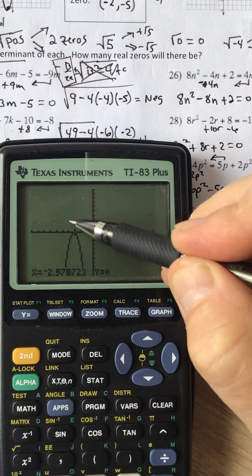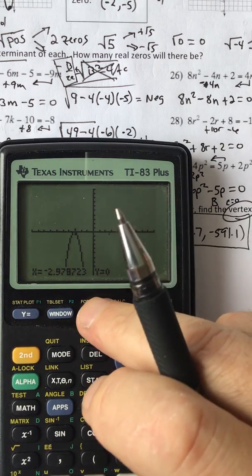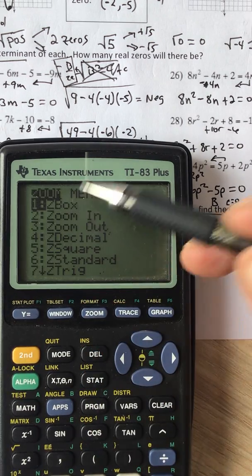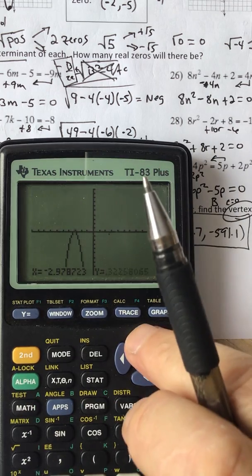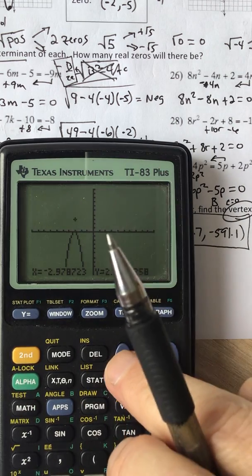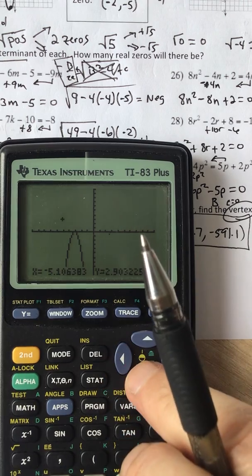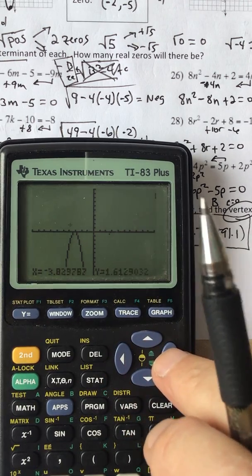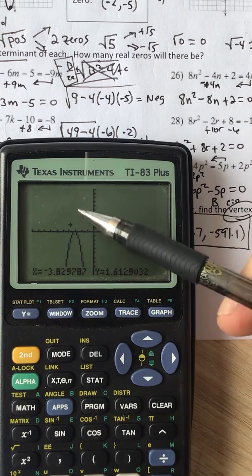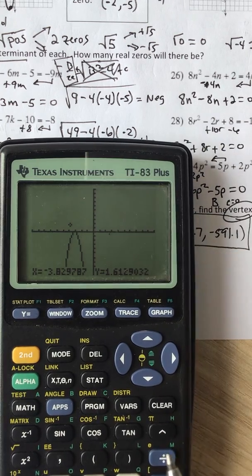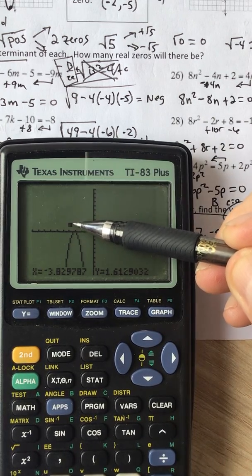So I want to zoom in on that so I can see what they are. So I'm going to hit the zoom and choose box. That lets me use my cursor. See, I'm pushing the arrow key. See that little thing floating around? Okay, I want that little thing to draw a box around the vertex so I can see it. So I put it about right there, and I'm going to hit enter. See, that made it turn into a little box.